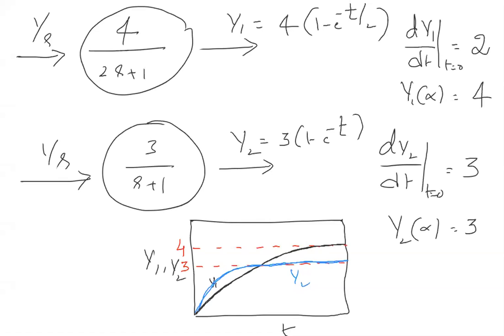See how this graph comes. What is y1 of infinity? 4. So y1 of infinity is 4, the final value. But its slope is less. That means it is a slow system. But y2, its slope is high, so it should be faster. But its ultimate value is less.